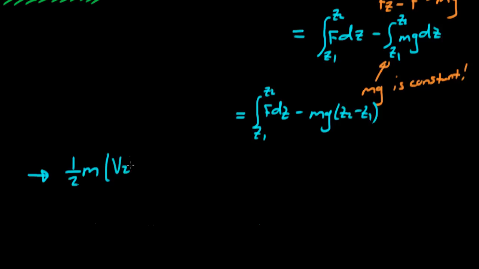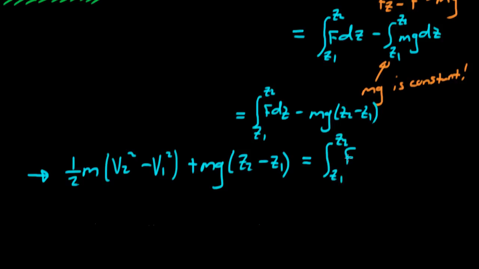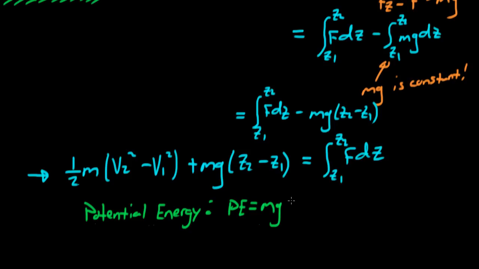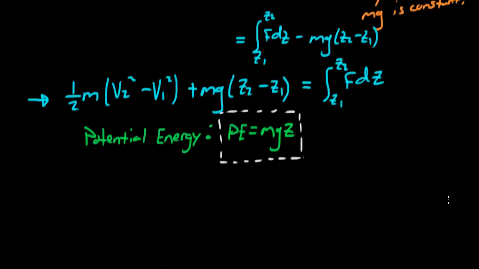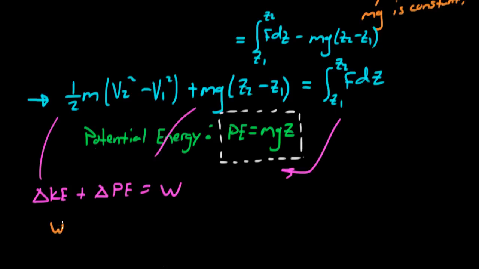Subbing this all in and rearranging a bit, we basically end up with the change in kinetic energy plus this new term, mass times the acceleration due to gravity times the change in height, is equal to the work of our force, which is the force integrated over the distance that we move in the z direction. And here we've stumbled upon the second form of energy that we're going to encounter, which is potential energy. This is the potential energy associated with gravity. We write that the potential energy is the mass times the acceleration due to gravity times the elevation z. So now what we see is that we have the change in kinetic energy plus the change in potential energy is equal to our work.